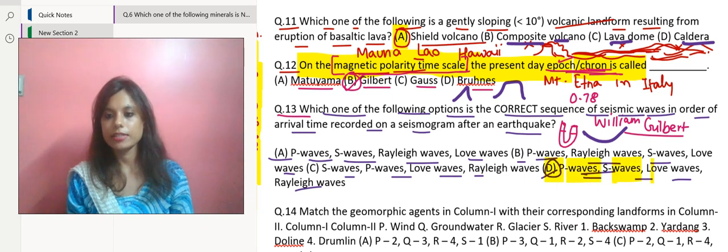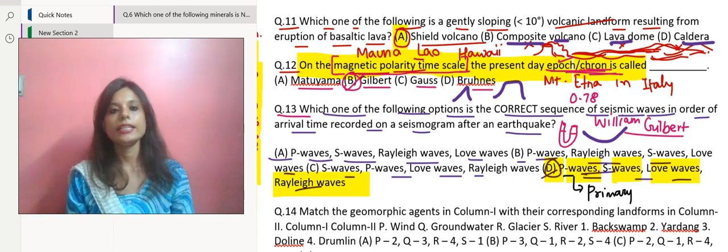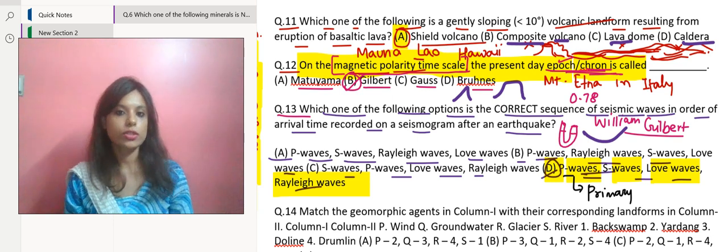P waves, S waves, Love waves, and Rayleigh waves. So, what are P waves? P waves are primary waves. These are the fastest seismic waves, and they travel through solid rocks and also through liquid rocks.